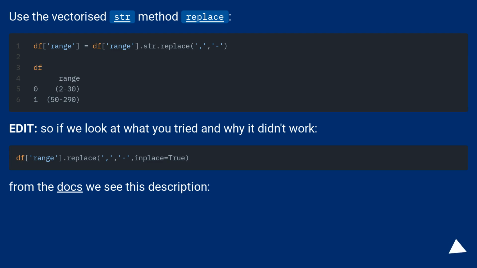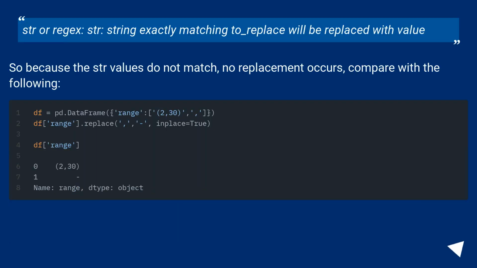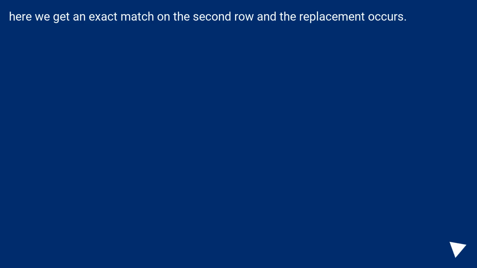From the docs we see this description: str or regex, str, string exactly matching to_replace will be replaced with value. So because the str values do not match, no replacement occurs. Compare with the following. Here we get an exact match on the second row and the replacement occurs.